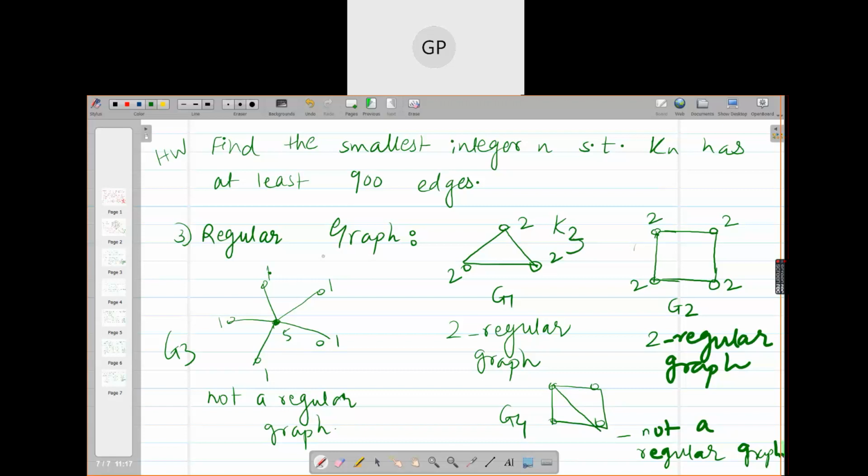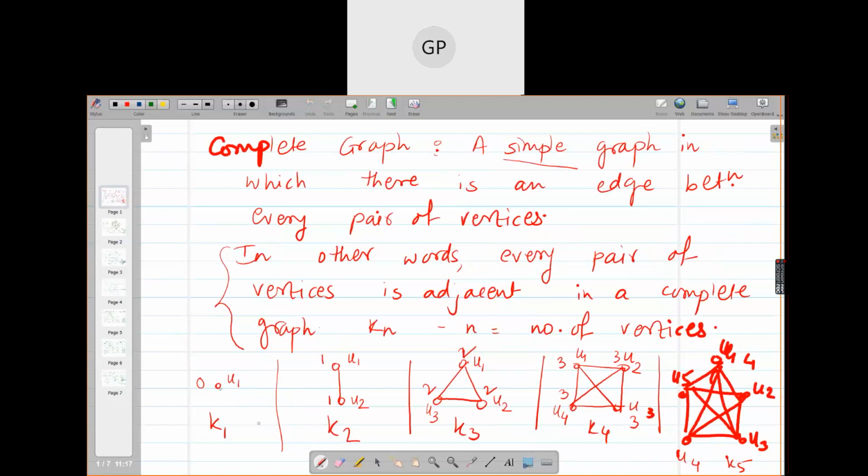Have you finished drawing these graphs? Yes, ma'am. Okay, so if I go back here, in K1 the degree of this vertex is 0. In K2 the degree of U1 and U2 both is 1. So can you say that K2 is a 1 regular graph? K2 को आप 1 regular कह सकते हो क्या? Yes or no? Yes, ma'am.